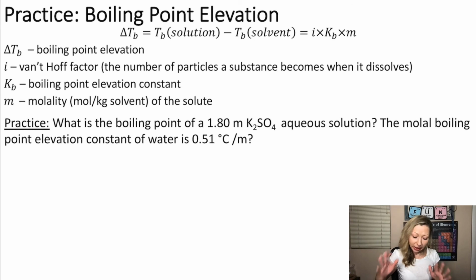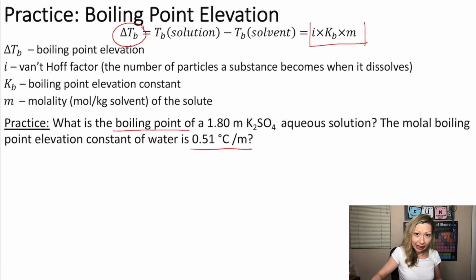Here, we actually need to calculate the boiling point of a 1.8 molal potassium sulfate aqueous solution when the molal boiling point elevation constant of water is 0.51 °C/m. So let's start first by figuring out the boiling point elevation using this formula right here.